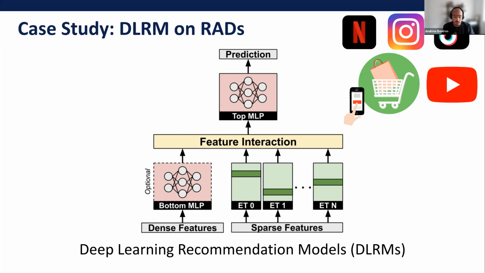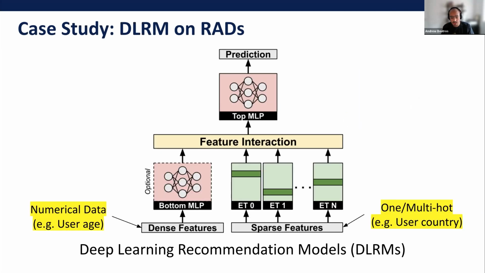And the way deep learning recommendation models work is that they get as an input some dense features that represent numerical data, things like, for example, the user age or other numerical metrics, and some sparse features that are either one or multi-hot vectors that say, for example, things like what's the user country, or what products did you buy before out of a specific list of products. So those are one-hot vectors typically.